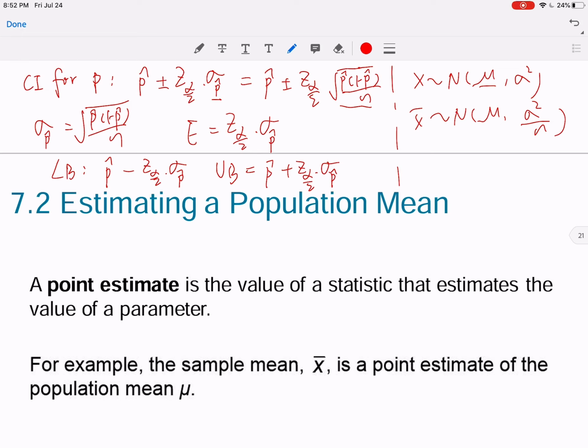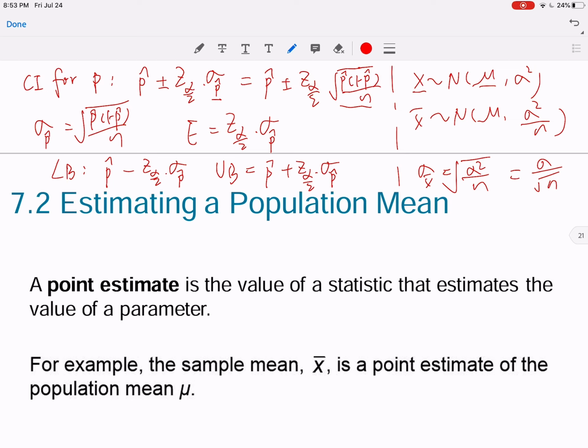And of course, the variance of x bar is equal to sigma squared over N, where sigma squared is the variance of the population. Once we know the variance is sigma squared over N, then the standard deviation of x bar is going to be equal to the square root of the variance, which is the square root of sigma squared over N, and this is equal to sigma over the square root of N.